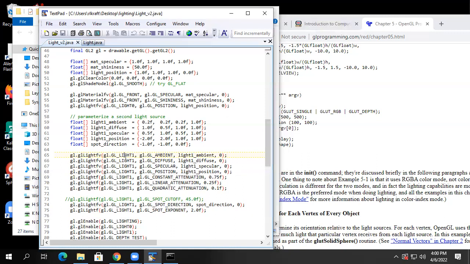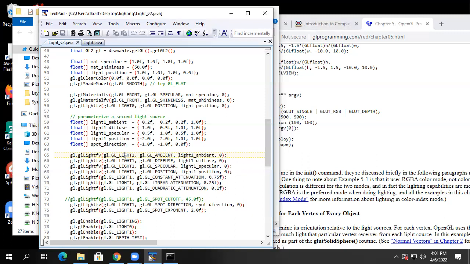The C is the constant term. The B is the linear term. And this A is the quadratic term. There are the three terms of a quadratic formula for how the light drops off. The light drops off quadratically. Now, you never see that formula. It's buried inside the graphics card.